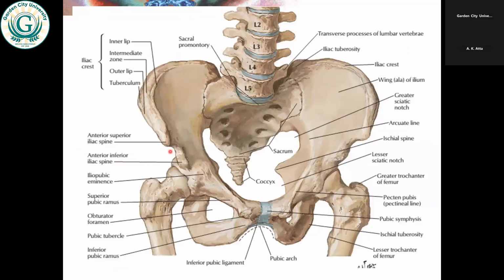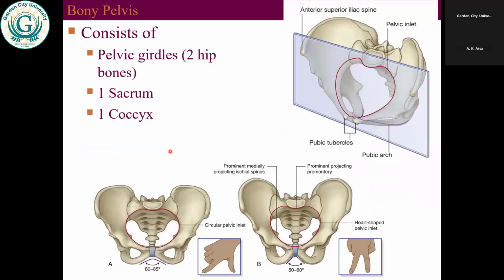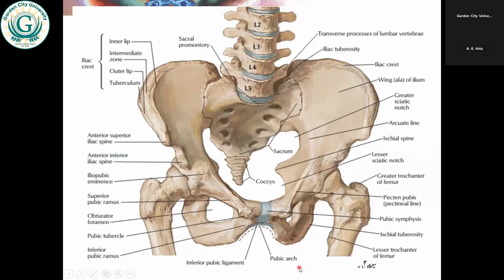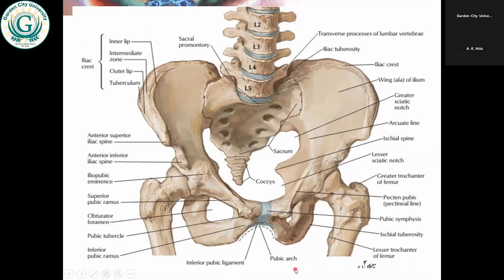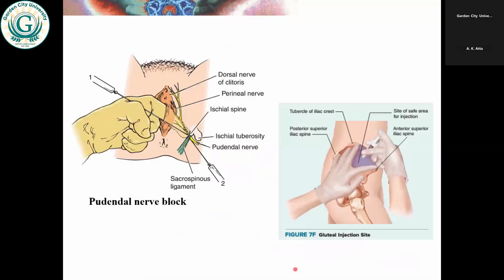Now, if you see I added anything to it, don't worry so much. This one was just showing the pelvic brim. This is the pubic arc in females, and this is the pubic arc in males. In males, between the index and middle finger; in females, between the thumb and index finger, when you open it up, that gives you the angle. Then I explained the importance of the ischial spine for a pudendal block, and the anterior superior iliac spine for a gluteal injection.